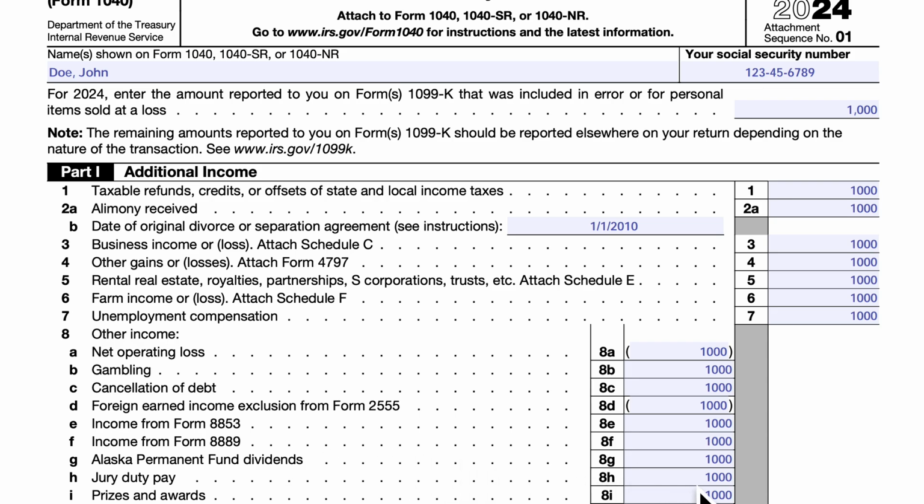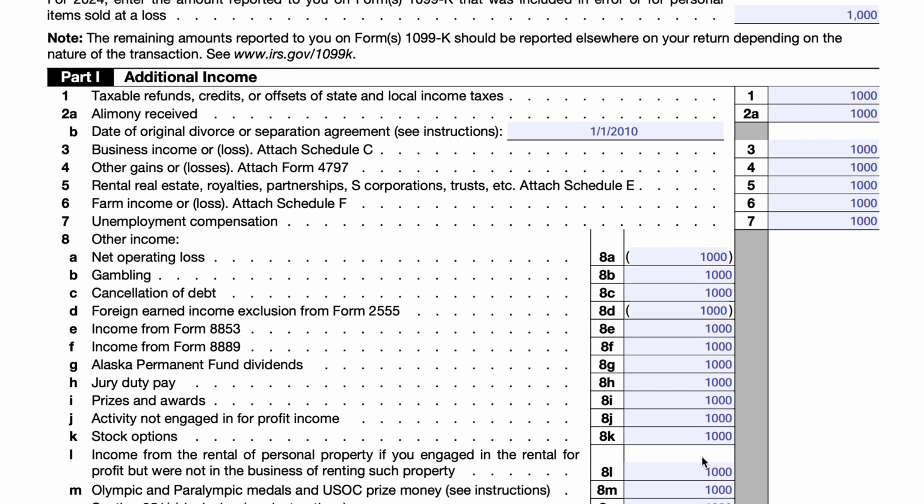If you received any Alaska Permanent Fund dividends, you would report them in line 8G. Jury duty pay. So if you served on jury duty, you would enter that in line 8H. Prizes and awards. So you would enter the dollar amount of any prizes and awards, but you would actually follow the instructions for line 8M.